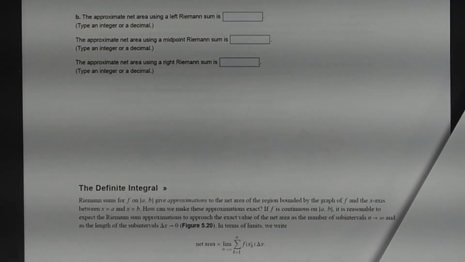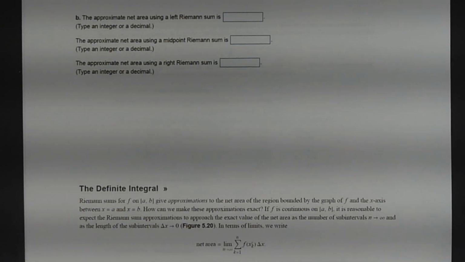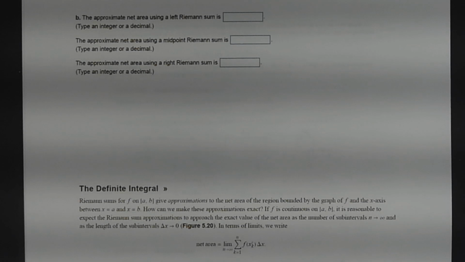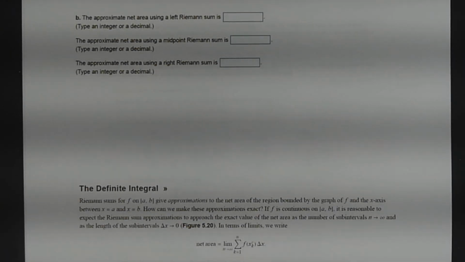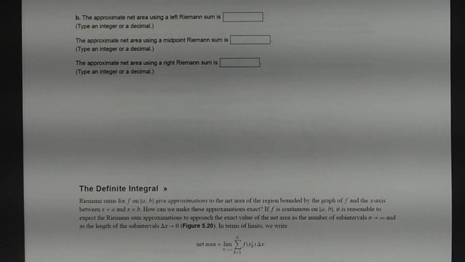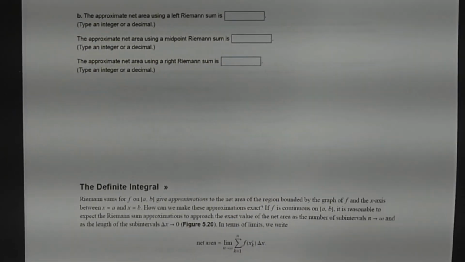Part B is on the next page, where we're going to find the approximate net area using the left Riemann sum, and then the midpoint Riemann sum, and then the right Riemann sum. Okay, so in this case, I'm going to do this on a separate sheet of paper because I don't think I have enough space on here, so let me grab a separate sheet. We're going to start with the left Riemann sum, but let's identify what we already have. We've got the interval, which is going to be from 2 to 7.